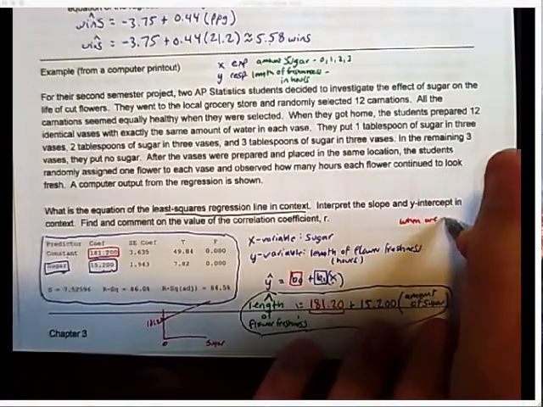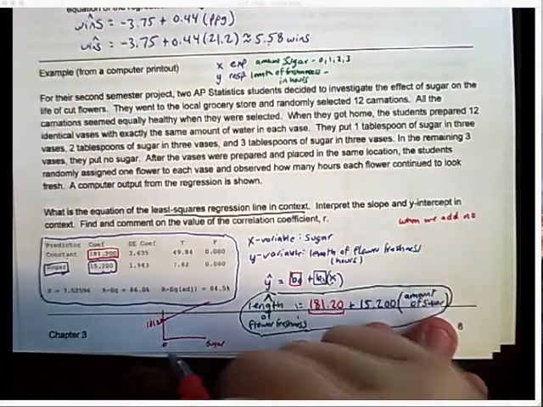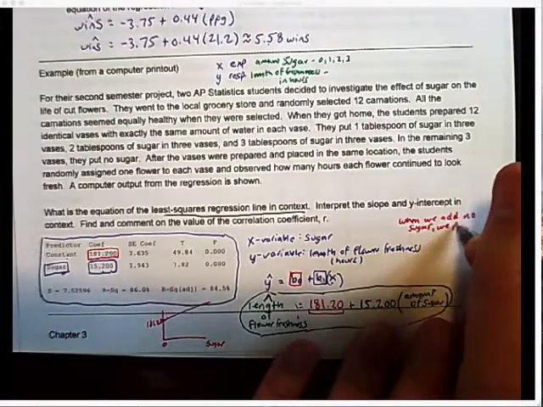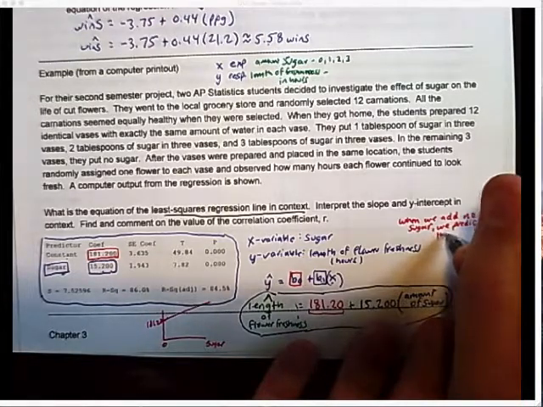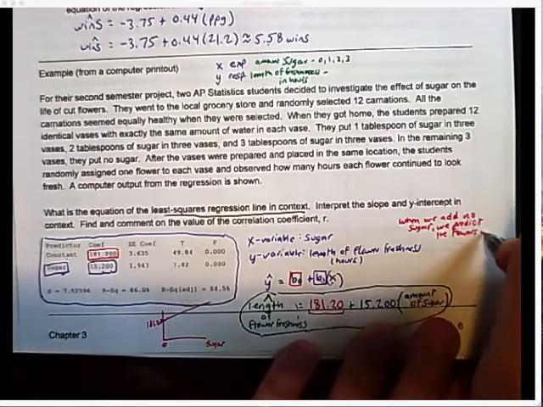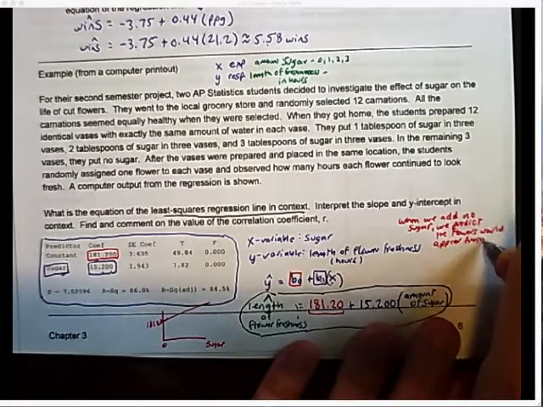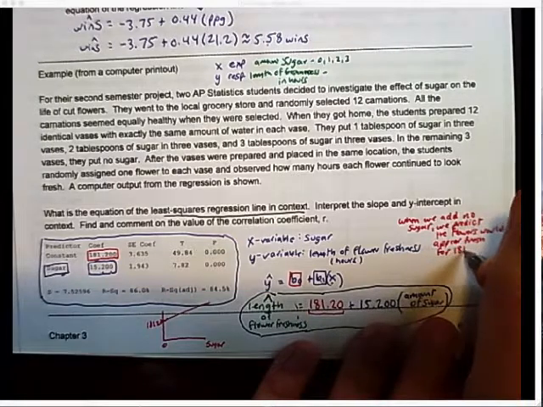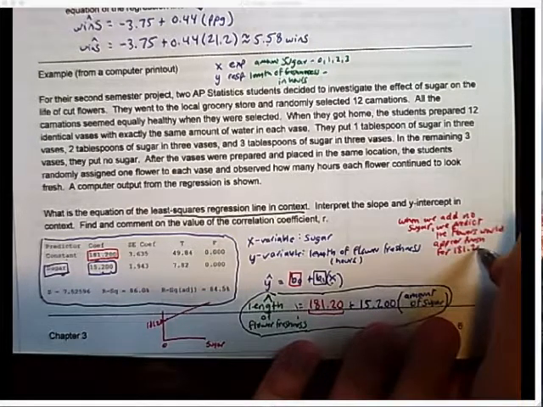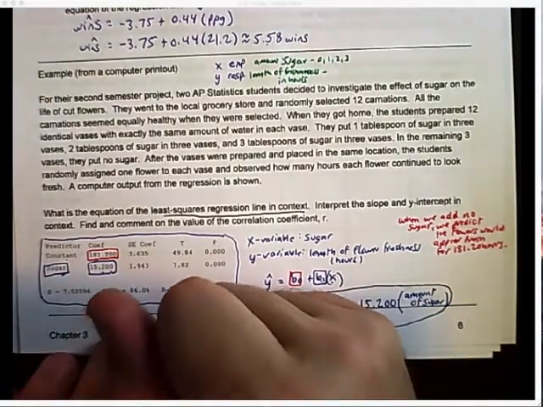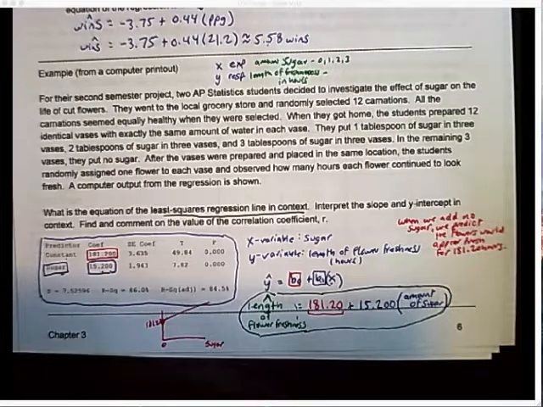When we add no sugar, or zero sugar, we predict the flowers would appear fresh for 181.20 hours. That is the meaning of the y-intercept. Now, does that make sense here? Yes, it does, because on several of our vases, we didn't put any sugar. So it does make sense. Okay.